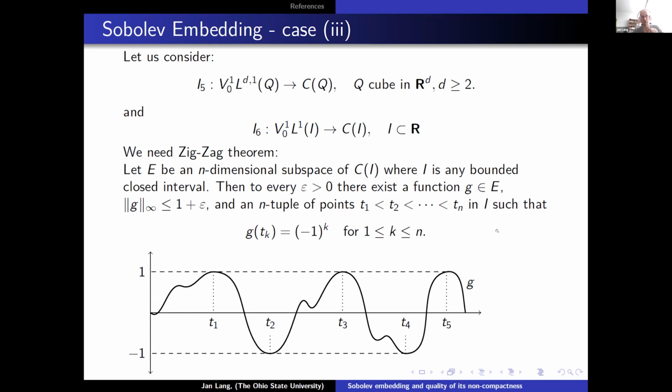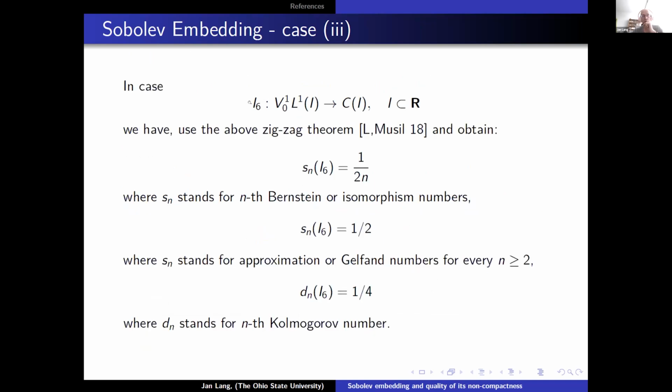Yes. Using this theorem, we were able to show that this Sobolev embedding will have Bernstein and isomorphism numbers going to 0, but the approximation numbers and Gelfand numbers are equal to 1/2 and Kolmogorov numbers equal to 1/4. The norm of this embedding is 1, which means you can see from this it's not maximally non-compact, but Bernstein numbers are going to 0, which means this embedding is finitely strictly singular.